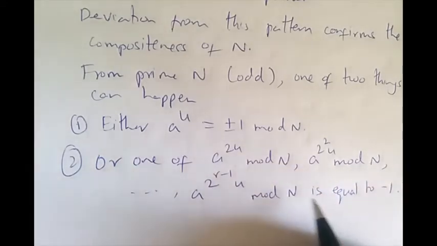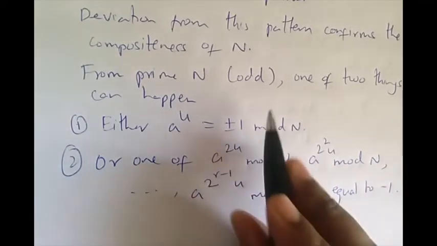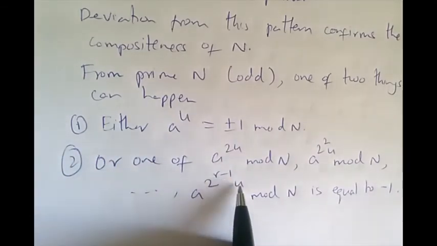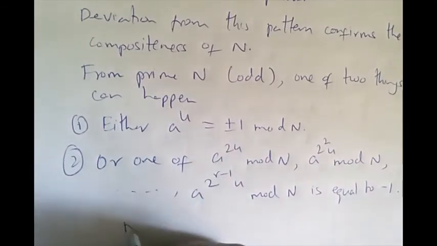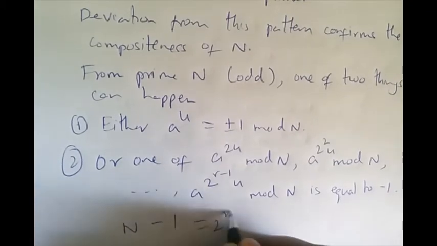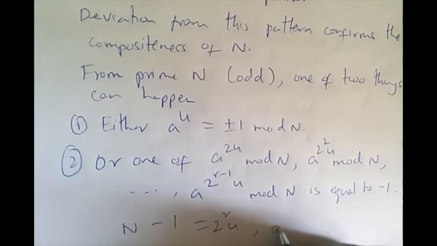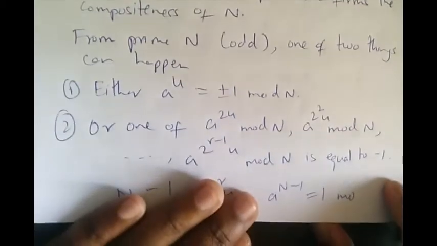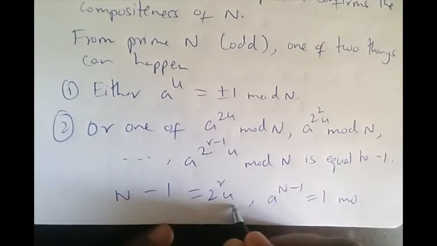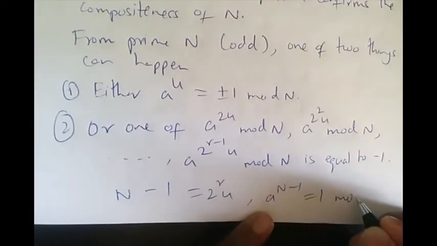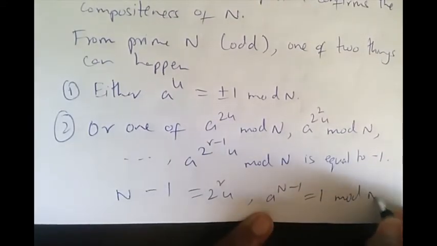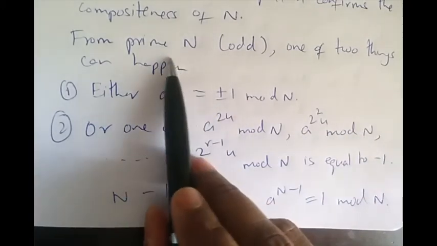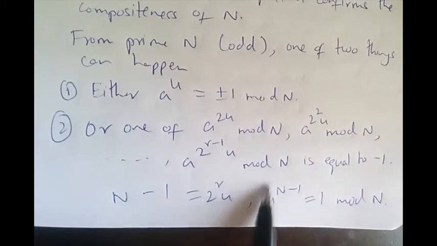Yeah, because why am I not considering 2 to the r u? So if n is a prime, then n minus 1 is equal to 2 to the r u. Sorry about that. So n minus 1 is 2 to the r u if n is an odd prime. So a to the n minus 1 must be equal to 1 mod n. Okay, so in this, if n is an odd prime, then this is anyway guaranteed.